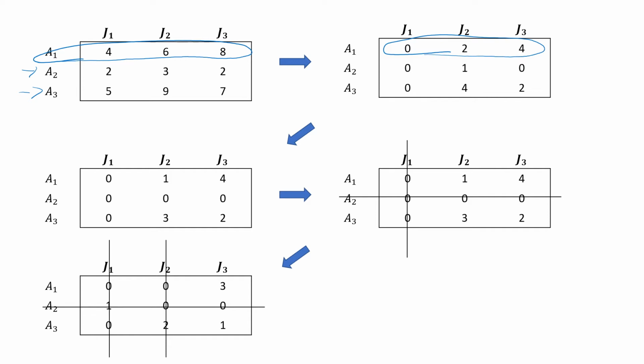Next step, you take a look at the columns. First column has all zeros. We aren't going to do anything with it. Second column is 2, 1, 4. 1 is the smallest number. Subtract 1 from everything in there. You end up with 1, 0, 3. Fourth column, again, you have a 0 in there, so you aren't going to do anything.